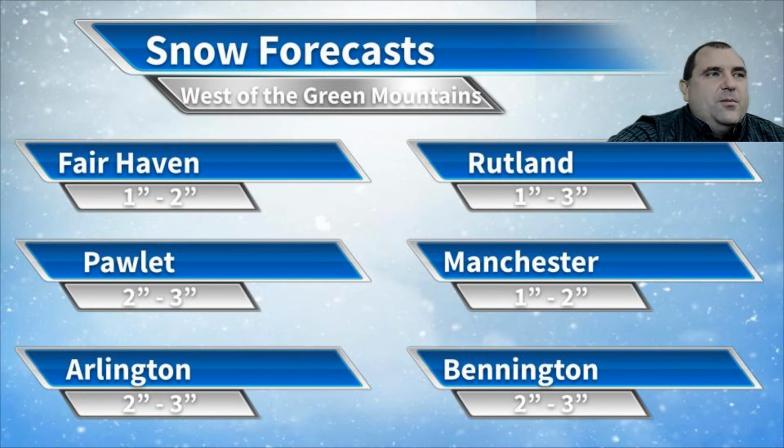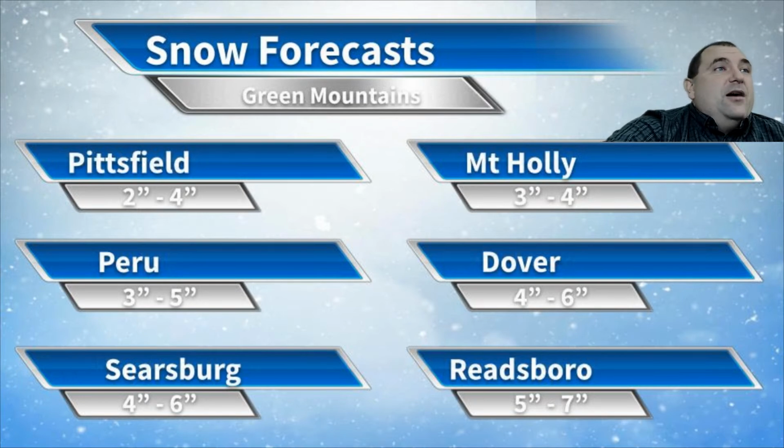Arlington, wind direction's a little bit better for Arlington, that's why the 2 to 3, and then Bennington 2 to 3 inches, maybe even 4. Wouldn't be shocked if we got 4 inches of snow in Bennington. For the Green Mountains, Pittsfield's looking at 2 to 4 up north a little bit, and Mount Holly 3 to 4 inches of snow. Peru 3 to 5, Dover 4 to 6, Searsburg 4 to 6, Readsboro 5 to 7 inches of snow. So basically, along the Green Mountains, the further south you get, the more snow you're going to get. Still not huge totals there.